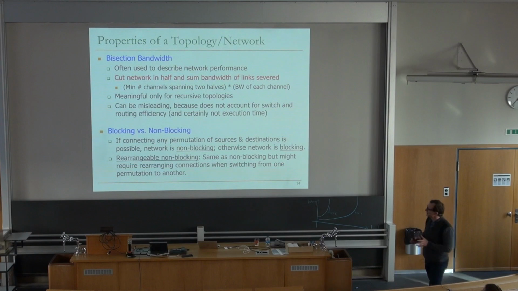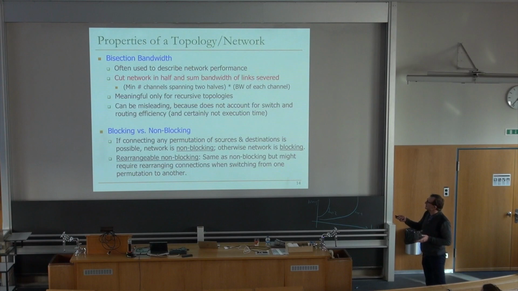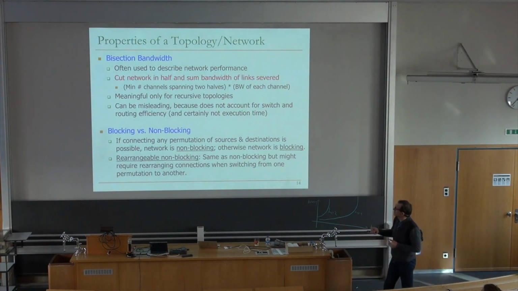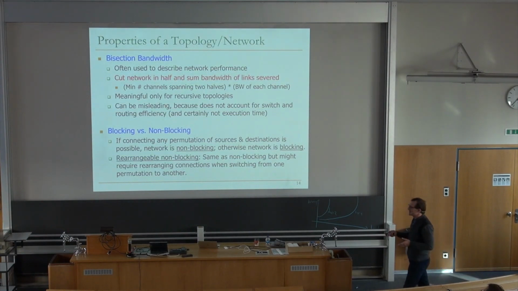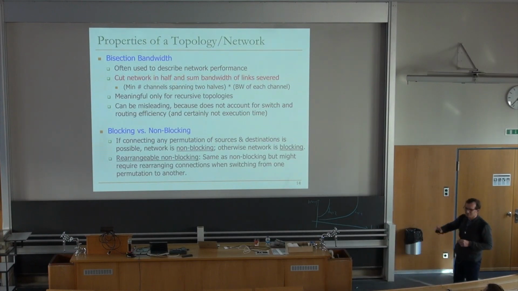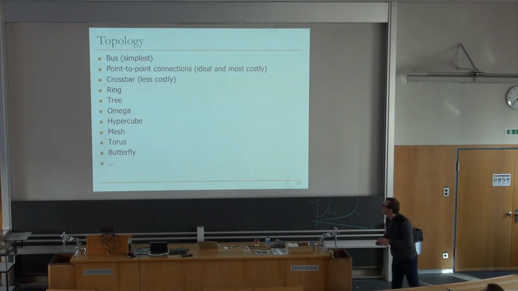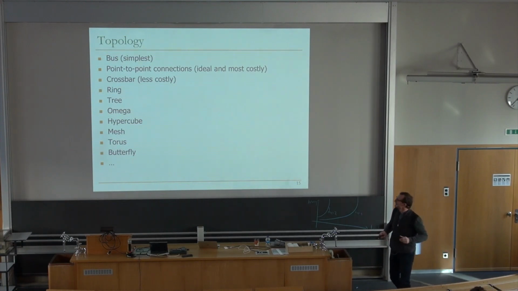There's also another distinction between blocking and non-blocking network. I don't want to dump too much terminology on you. This is not also as important. But basically, if connecting any permutation of source and destination is possible, the network is non-blocking. Otherwise, the network is blocking. And you can also have rearrangeable non-blocking. It's the same as non-blocking, but you might require rearranging connections when switching from one permutation to another. It's not that important. I'm not going to test you on non-blocking and blocking. Diameter is important. Diameter basically determines your worst case latency, right?